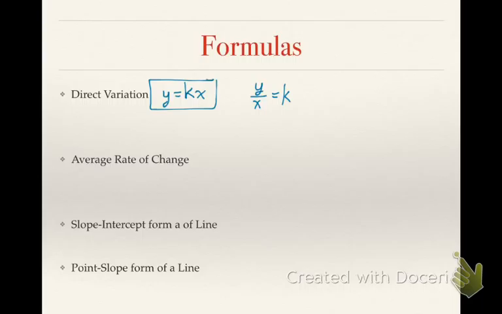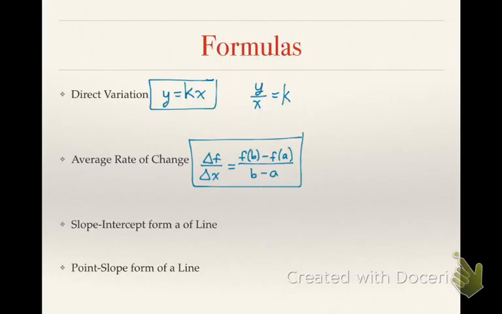Average rate of change is we find the change of a function over the change of a certain interval. And that is found by evaluating the function at 2 input values and subtracting them, divided by the input values subtracted. So this is the rate of change formula.